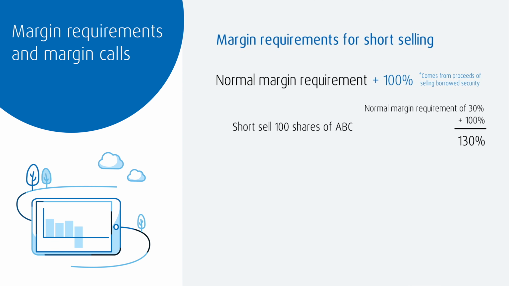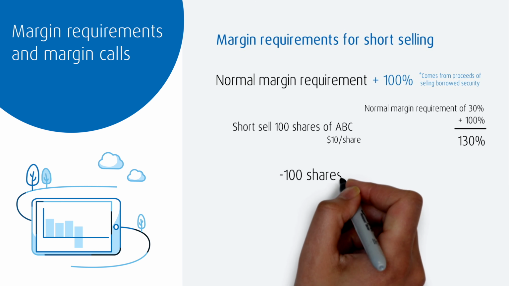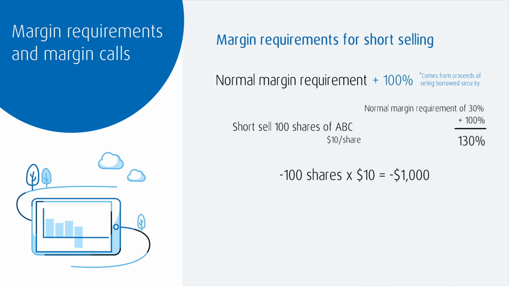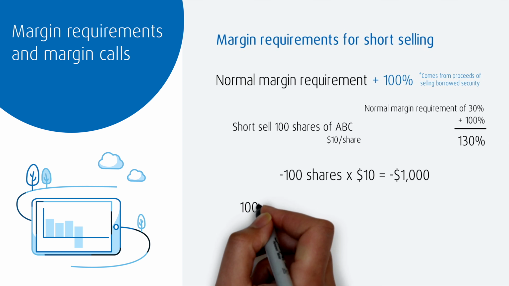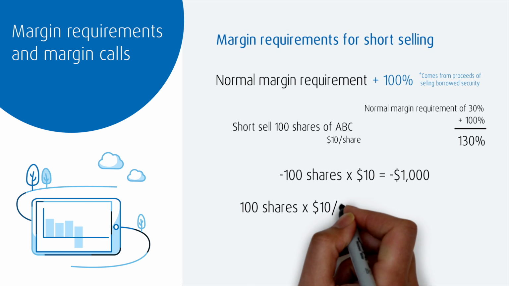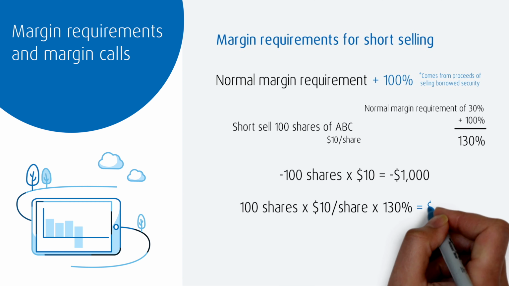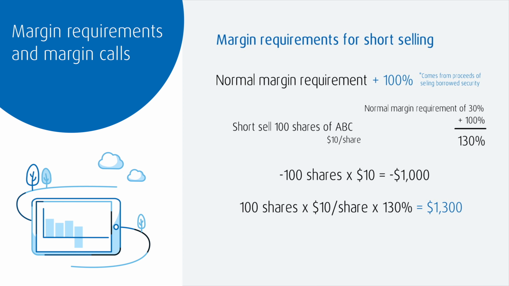Let's say stock ABC is $10. The total trade value would be short 100 shares times $10, which is short $1,000. The margin requirement to hold this short position is 100 shares times $10 per share times 130%, which equals $1,300.